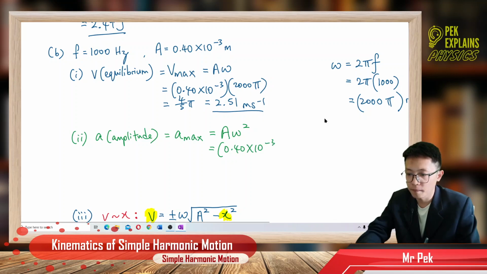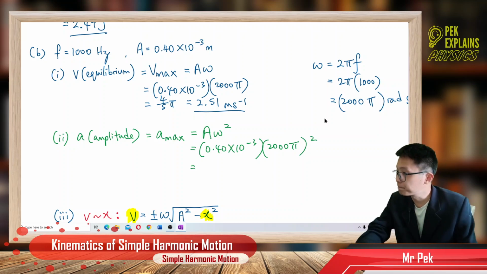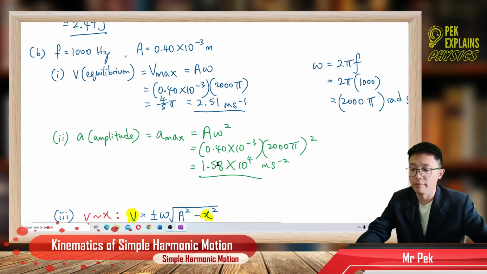Now omega is 2000 pi. Omega squared is 2000 pi squared. So what's the answer? It is 1.58 exponent 4 meter per second square. That's the maximum acceleration.